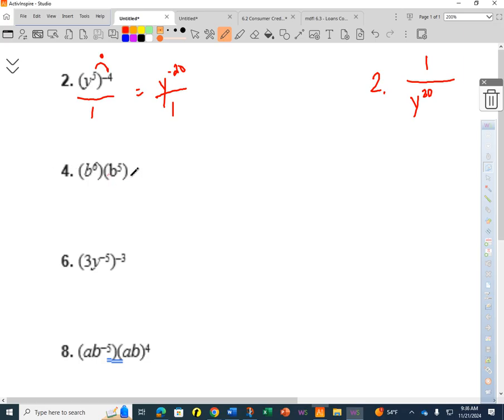But number 4 is b to the 6th times b to the 5th power. Is this a power to a power expression? It's a power times a power, right? But not a power to a power. So that's the difference. This is a power raised to a power. This is a power times a power. So the shortcut here is different. If you have like bases that you're multiplying, you can add the exponents. So this is going to be b to the 6th plus the 5th power. The answer for number 4 is just b to the 11th power. Any questions?